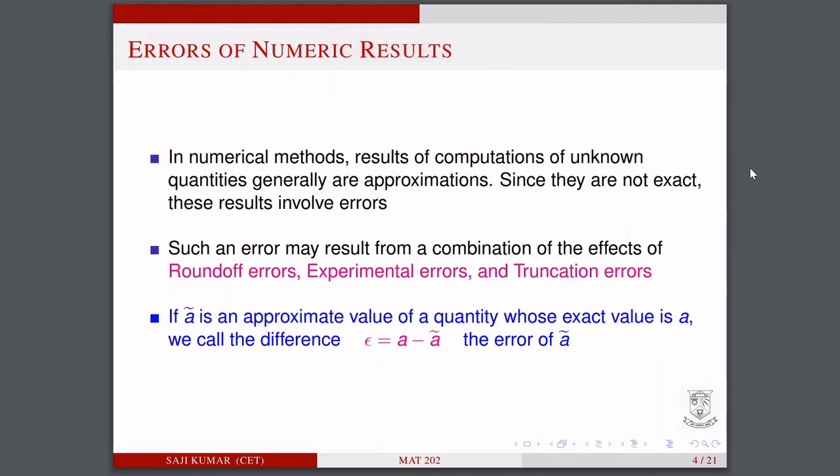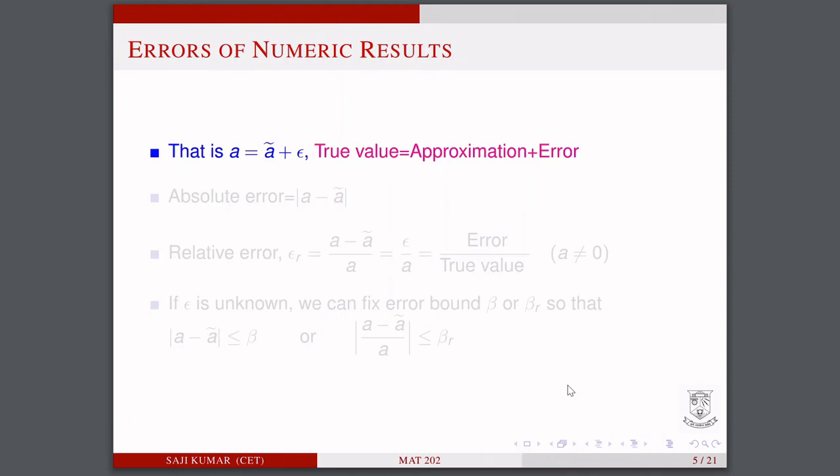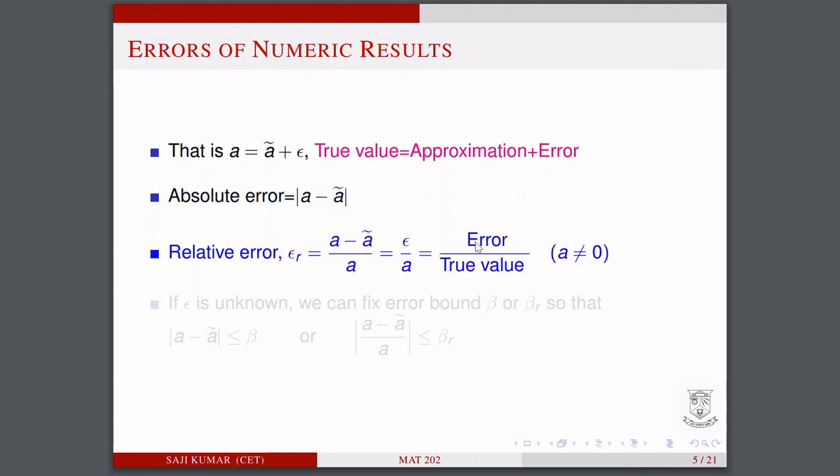If A tilde is an approximate value of a quantity whose exact value is A, we call the difference epsilon equal to A minus A tilde the error of A tilde. That is, A is equal to A tilde plus epsilon, or true value is equal to approximation plus error. The absolute value of the difference A minus A tilde is called absolute error. The ratio of error by true value, that is (A minus A tilde) by A, whenever A not equal to 0, is called relative error, and it is denoted by epsilon r.